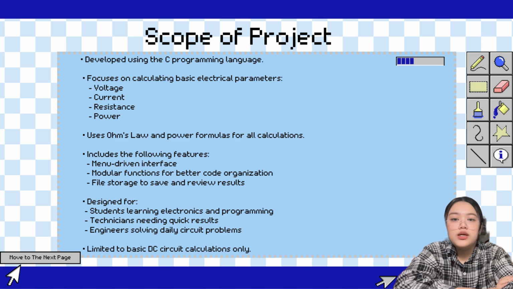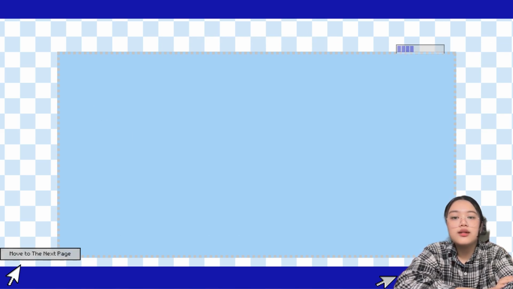One helpful feature is that the program can save the result to a file, so users can look back at their calculations later. This tool is mainly made for students who are learning electronics, technicians who need fast and simple answers, and engineers who want a quick way to solve basic problems. But it is important to note that our project is only for basic DC circuits, which is direct current. It doesn't work for alternating current, AC circuits, or more advanced calculations.